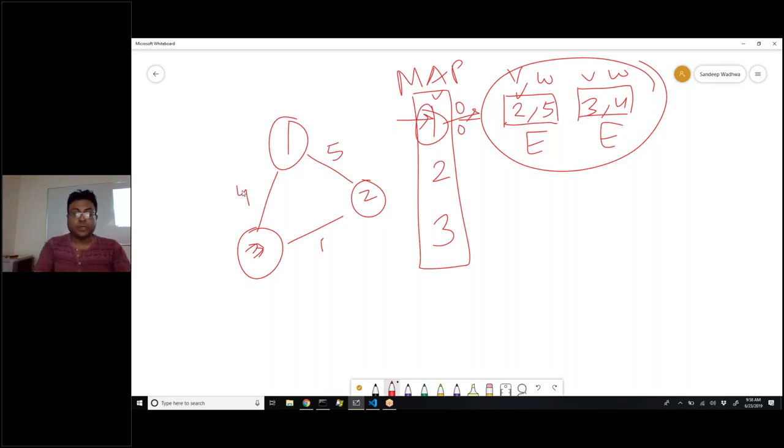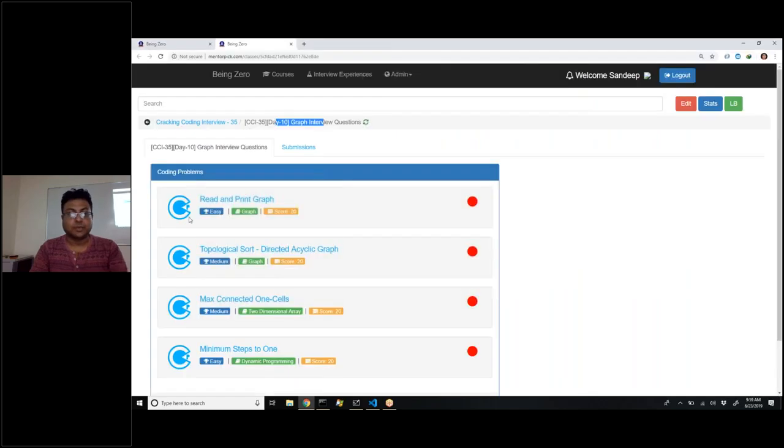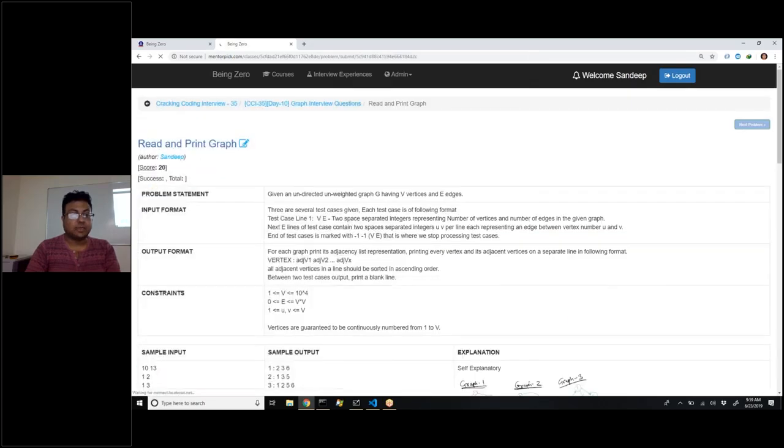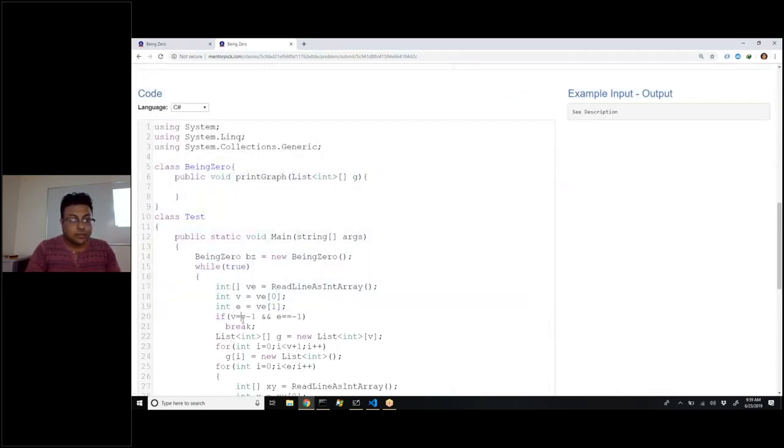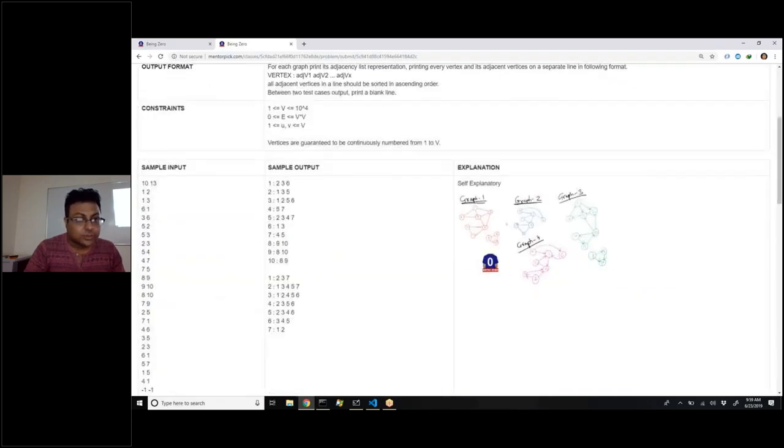So the first problem that we are going to do on mentor pick is read and print the graph, right? So what this is saying is, you are given some input format, which is described here. We have left the, sorry, this is filled code.